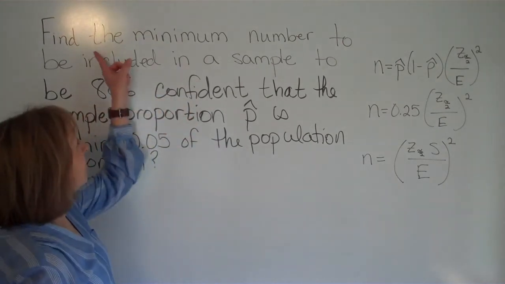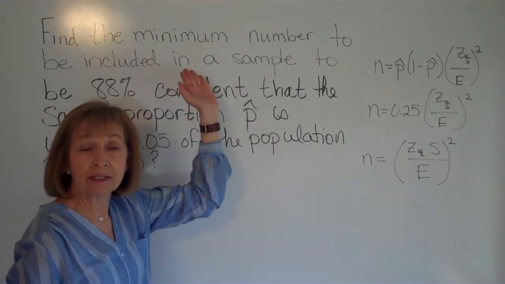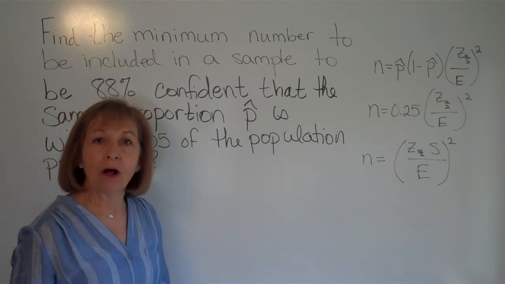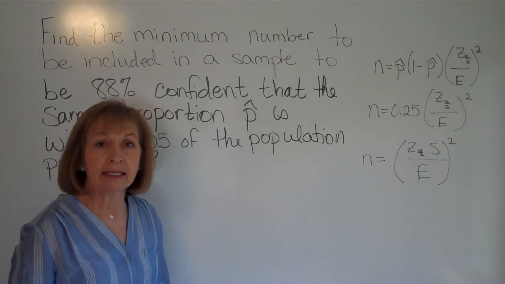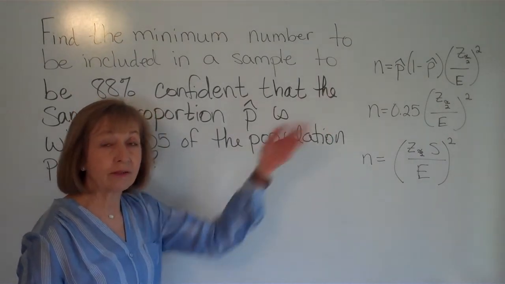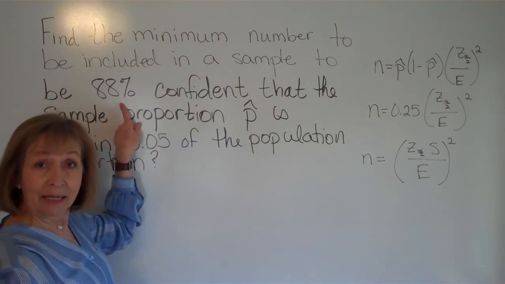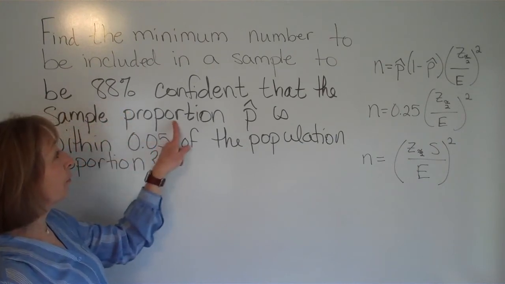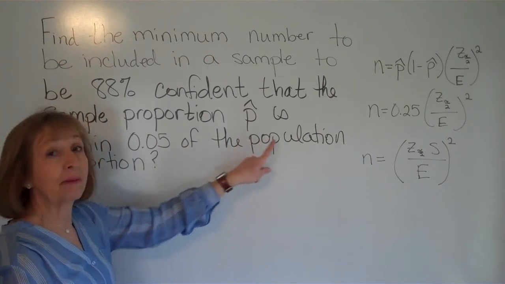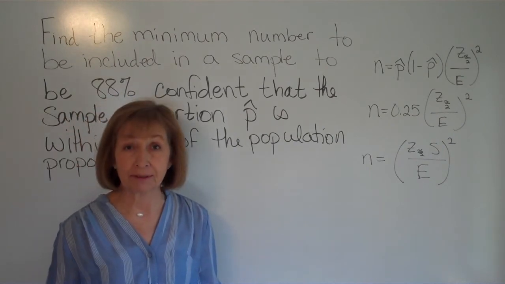So here it says, find the minimum number to be included in the sample. Find how many need to be in the sample, all those sorts of wordings in a question set you off to say, hey, this is a sample size question, so I need to focus on either these formulas or on referring to a table. Next up, it's to be 88% confident that the sample proportion, p-hat, is within 0.05 of the population proportion. So this is a sample size question with a proportion.